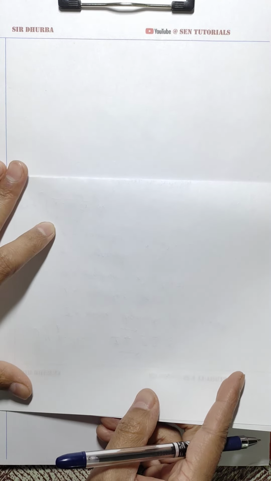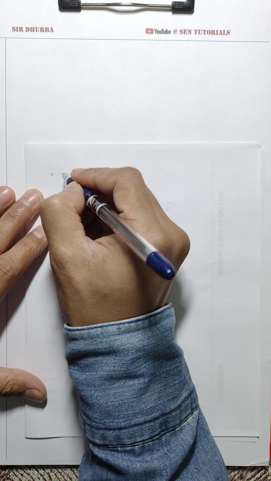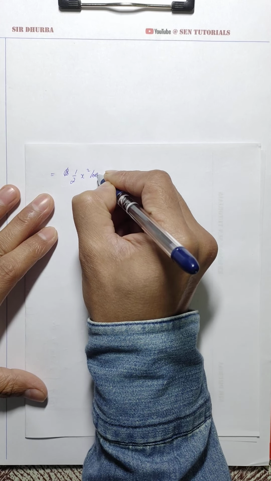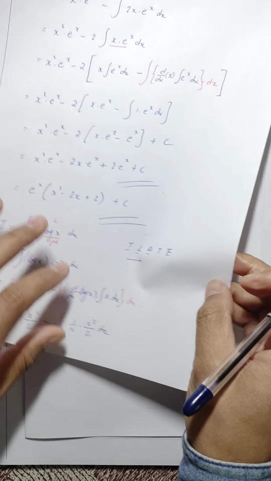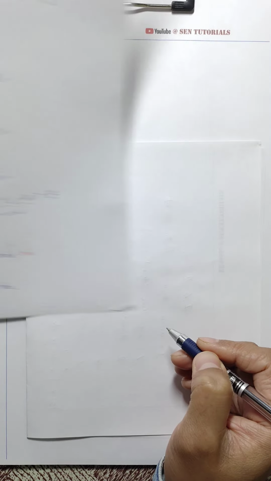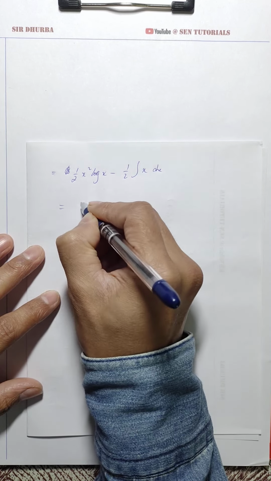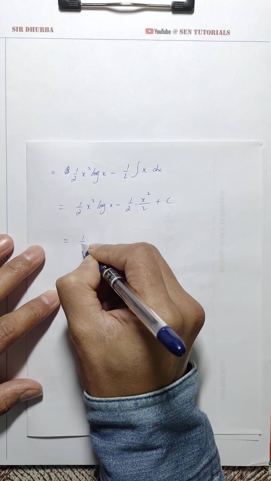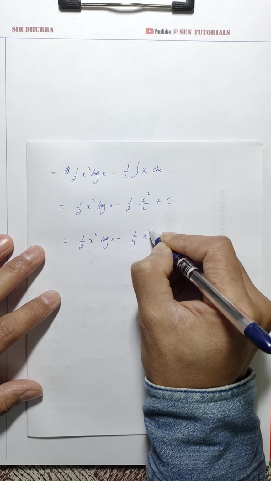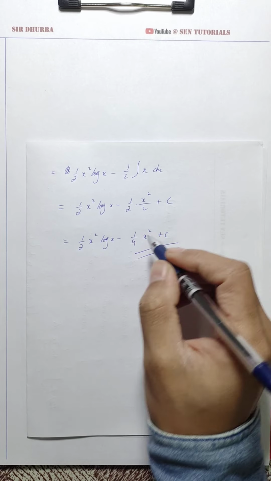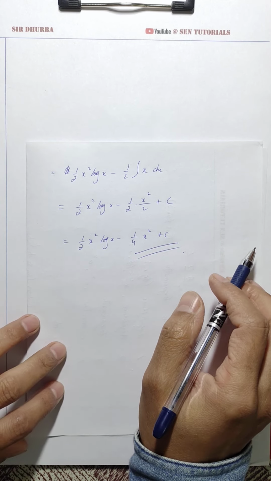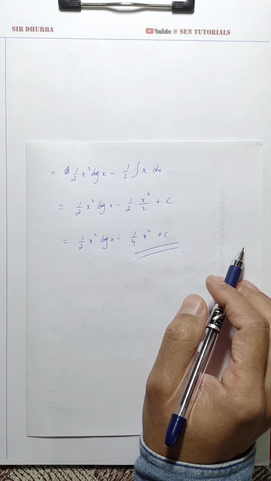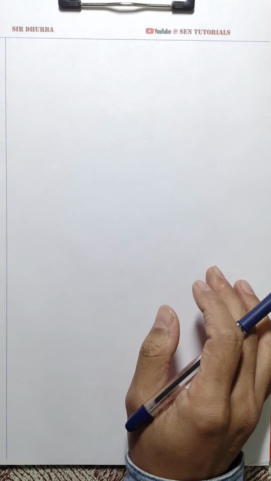Then I'll just continue in this rough page. So that was 1 by 2 x squared log x minus. After we are done with this, we can cancel 1x. So I'll have 1 by 2 integration of x with respect to x. That's 1 by 2 x squared log x minus 1 by 2 integration of x is again x squared by 2 plus c. So 1 by 2 x squared log x minus 1 by 4 x squared plus c. 1 by 2 x squared log x minus x squared by 4 plus c. Alright, so that's how you can do these questions very easily. Okay, alright, so shall we move to another one?